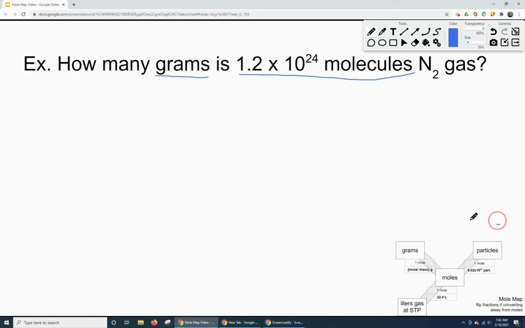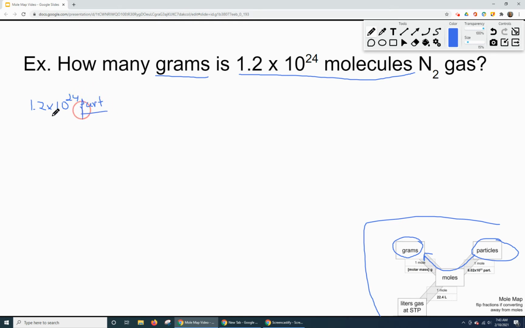All right, then we're going to use the mole map down here in the corner. So molecules is kind of particles, so I'm going to start here in the particles, and then I'm going to be going to grams. And so that's going to require me to go from particles to moles to grams. And so I'm going to have to use 2 conversion factors here. I'm going to have to cancel away from particles, so I'm going to have to do 1.2 times 10 to the 24th particles in the numerator.